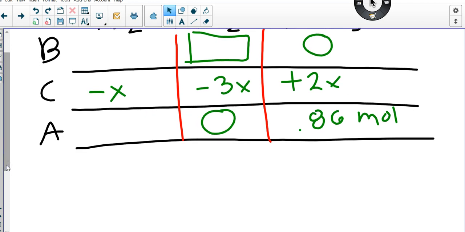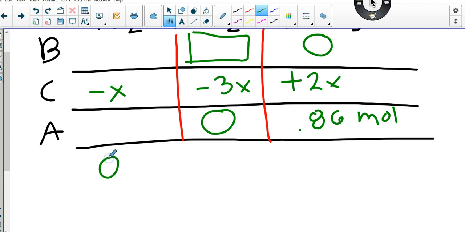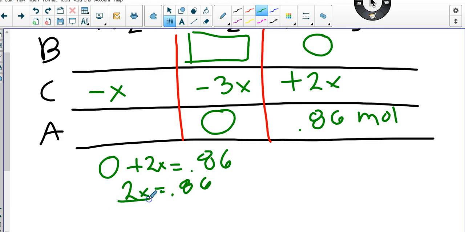So, here we go. We have 0 plus 2x equals 0.86. Now 0 doesn't matter, so I have 2x equals 0.86. Since it's multiplying by x, I'm going to divide. And then I got 0.43.